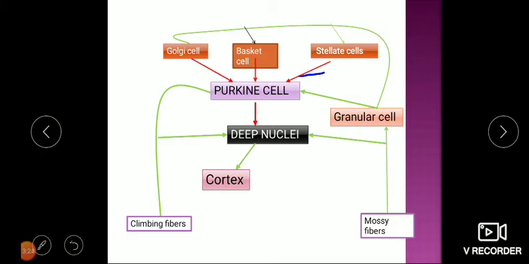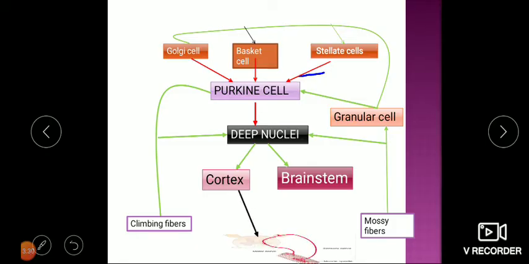Output coming from the deep nuclei is green, that is excitatory, going to the cortex as well as the brainstem. From here, the cortex will come down again by the descending tract to our ultimate destination, the spinal cord. From here, execution takes place. So like this, the cerebellum is contributing to muscle tone through the cortex.